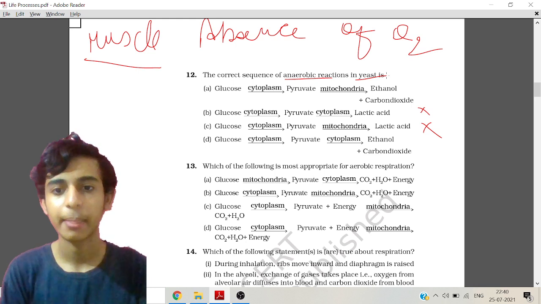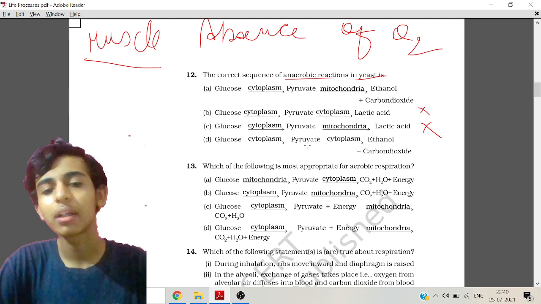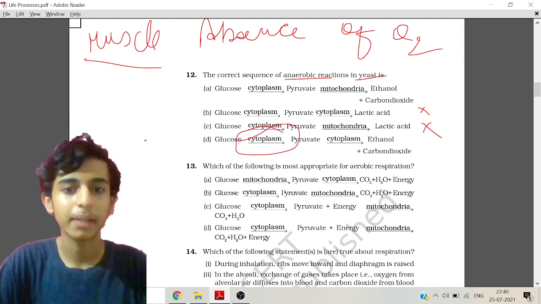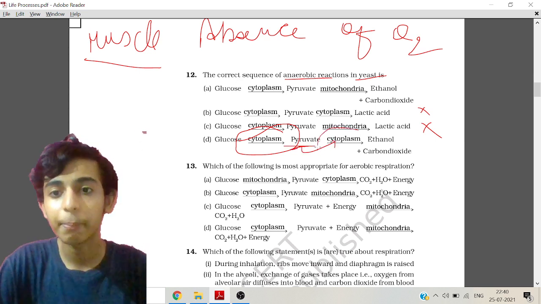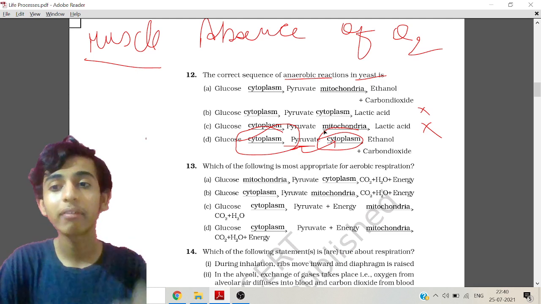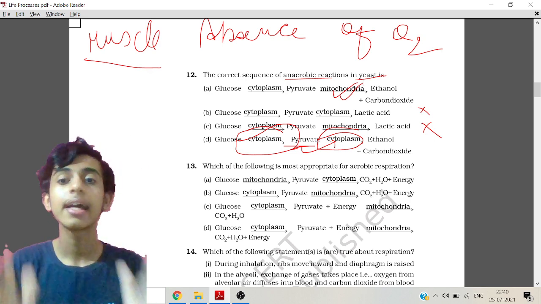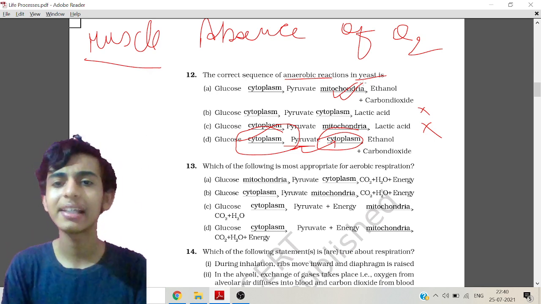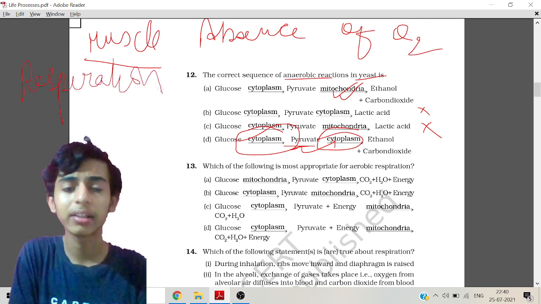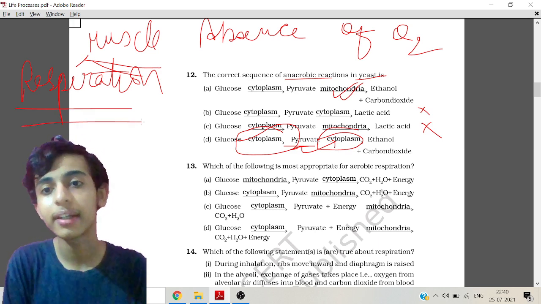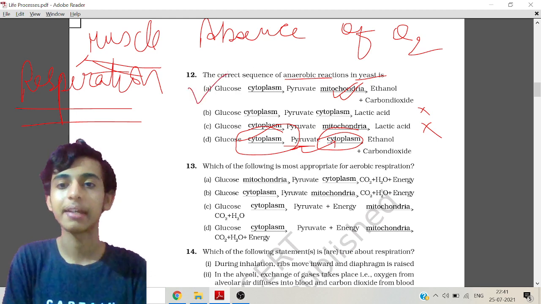What do you think? See, I know that glucose to pyruvate conversion happens in the cytoplasm. But when pyruvate has to be broken down, it does not happen in the cytoplasm because you know the powerhouse of the cell is mitochondria. Everyone knows that most of the chemical activities, that is your respiration at the cellular level, take place in the mitochondria. So how can both of them take place in the cytoplasm alone? So your correct answer is A.